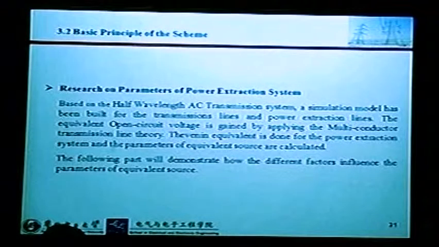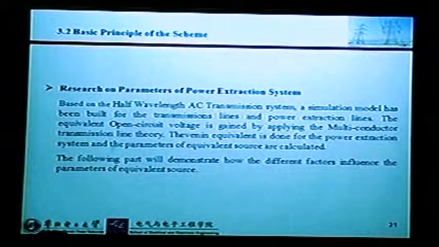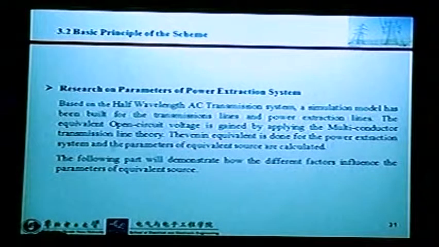Based on the half wavelength AC transmission system, a simulation model has been built for the transmission lines and power extraction lines. The equivalent open circuit voltage is obtained by applying the MTLs. Equipment is done for the power extraction system, and the parameters of the equivalent source are calculated. The following part will demonstrate how different factors influence the parameters of the equivalent source.